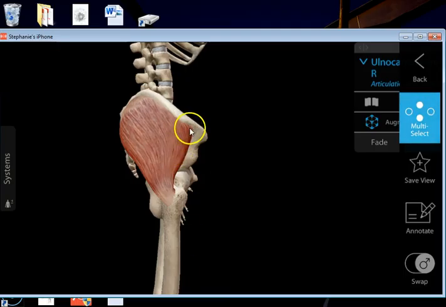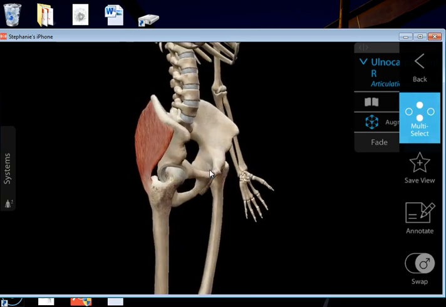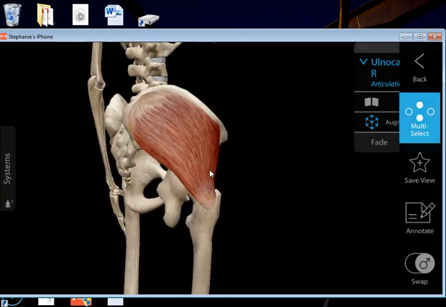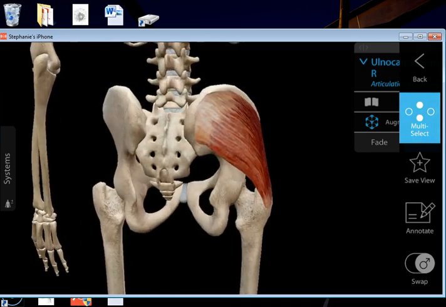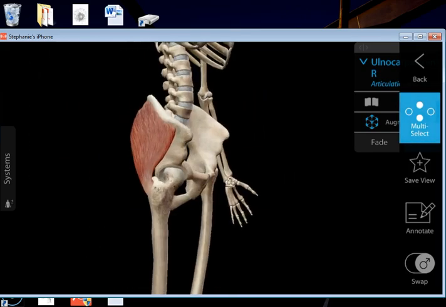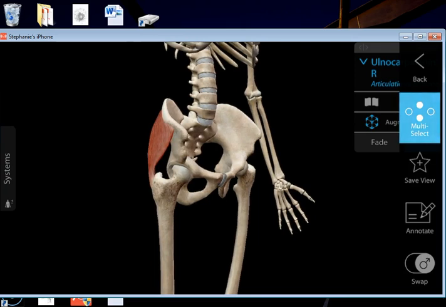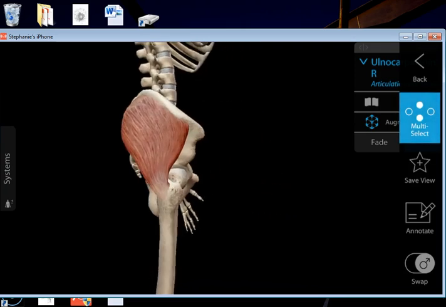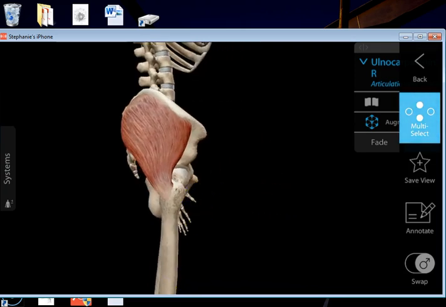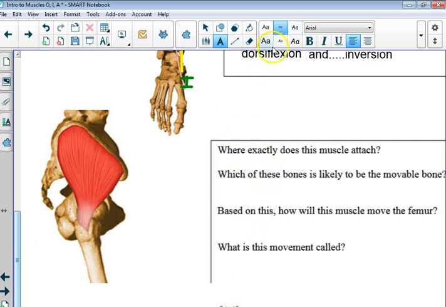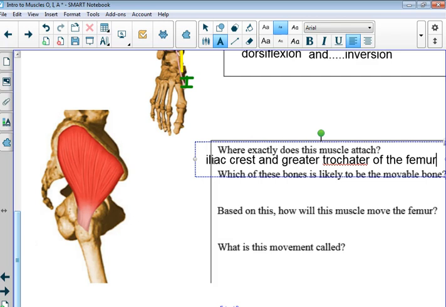So, where does this attach? We can see on the upper end that it's attaching to the ilium all along the iliac crest. And we can see on the lower end it's attaching to the greater trochanter of the femur. So I'm going to write in on our notes iliac crest and greater trochanter of the femur. Spell that right, greater trochanter, whoops, trochanter.